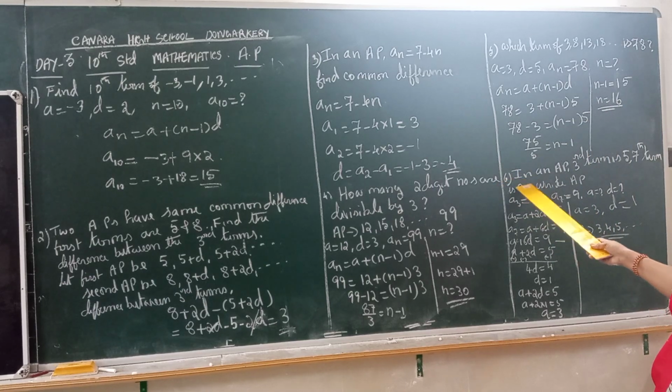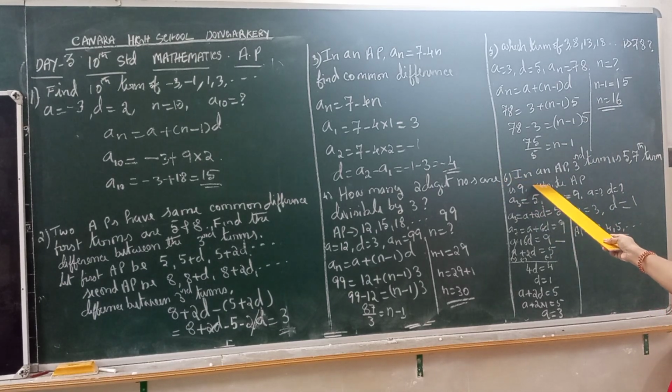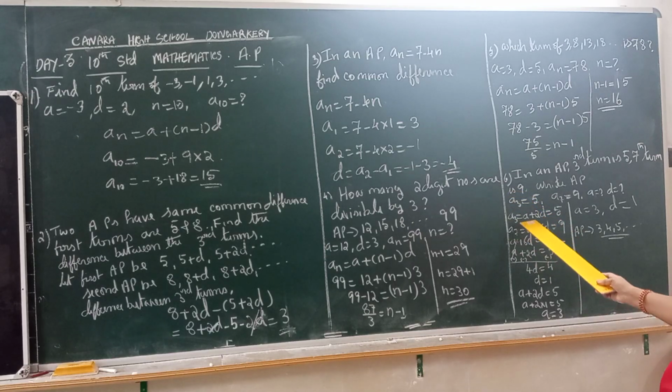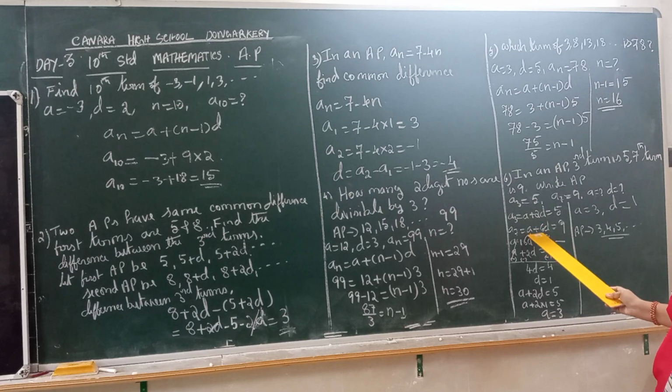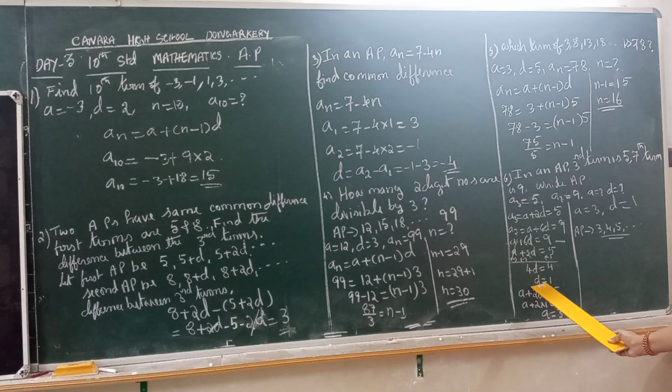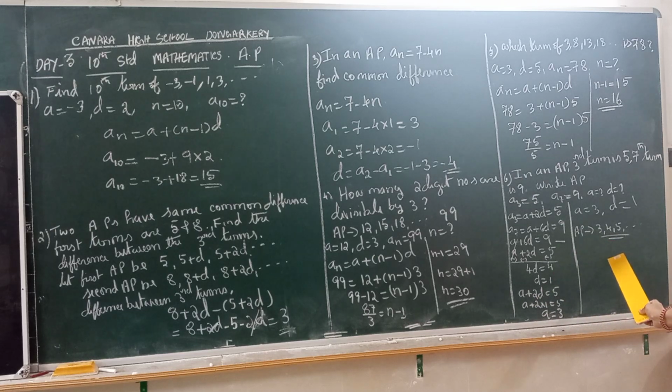Next, last question. In an AP, third term is 5. Seventh term is 9. Write the AP. Third term is taken as a plus 2d. Seventh term is taken as a plus 6d. Solve these two sums. We will get d is equal to 1. Substitute the d value in one of the equations. We will get a is equal to 3. Here d is equal to 1. A is equal to 3. Therefore, AP is 3, 4, 5.